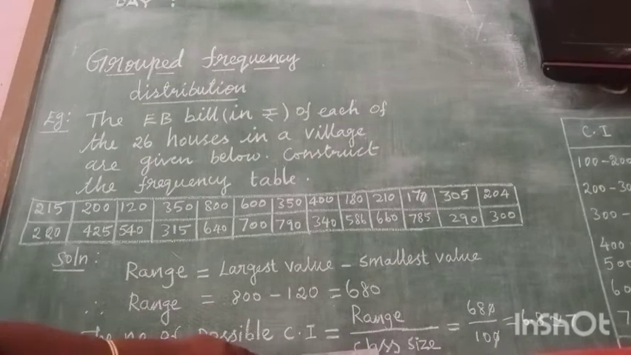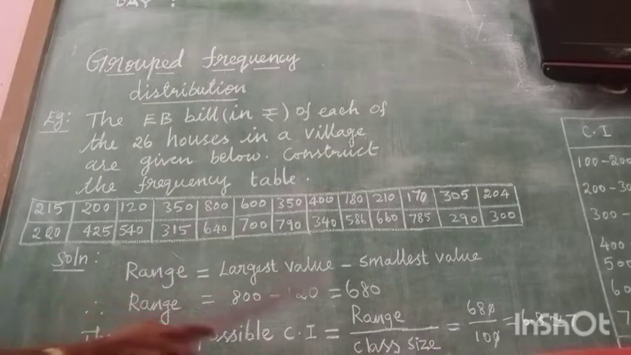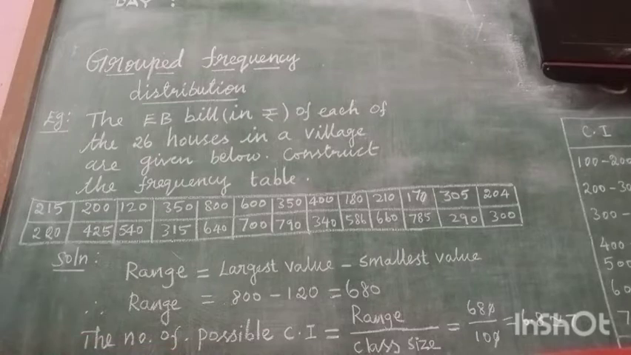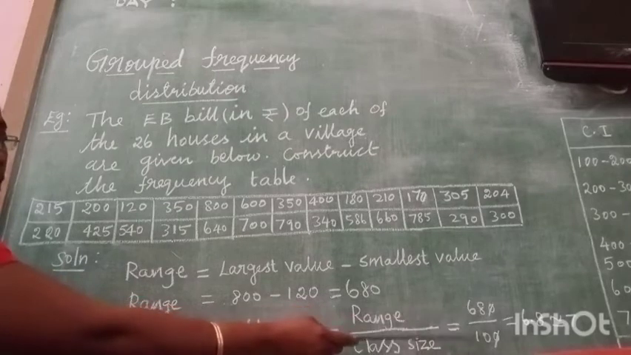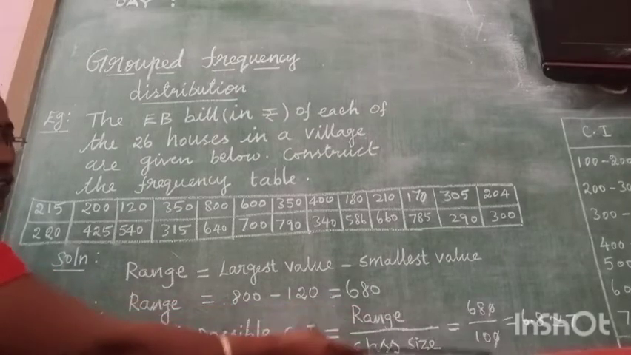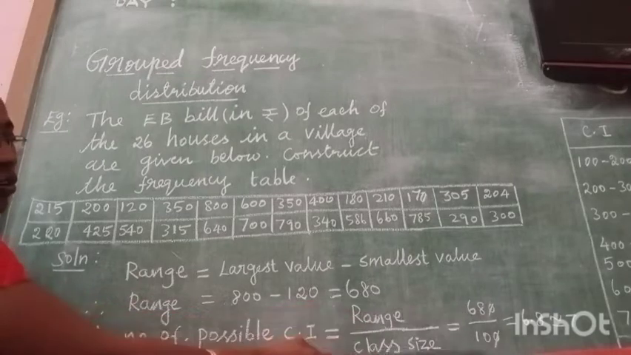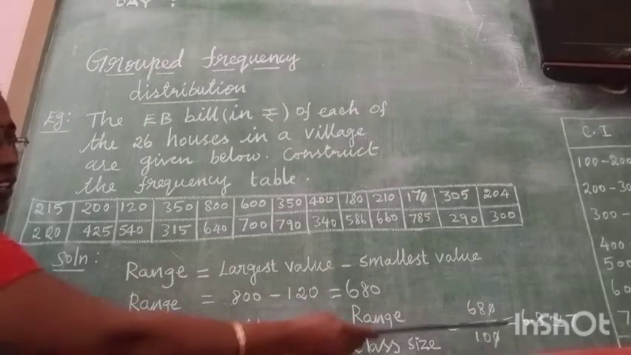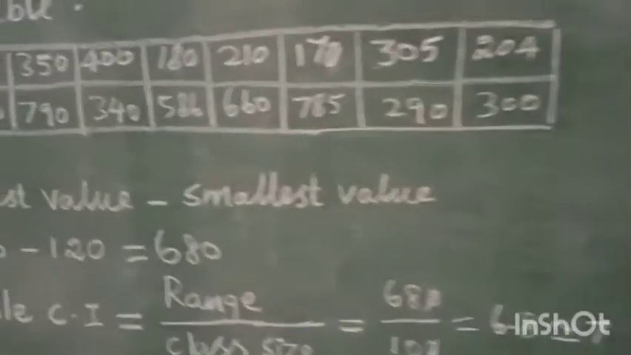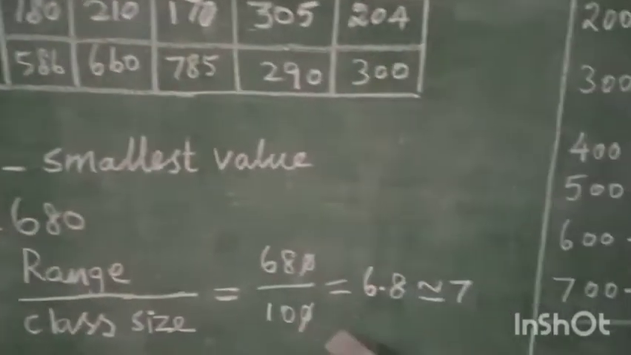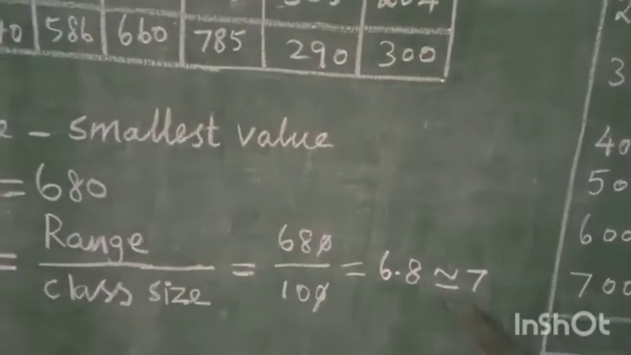Suppose you consider the class size as 10, it makes a lengthy table, so you select the class size according to the given data. Range 680 by 100: cancel the zeros, then 68 by 10 is 6.8. Approximately, that is equal to 7. Students, the number of possible class intervals is 7.